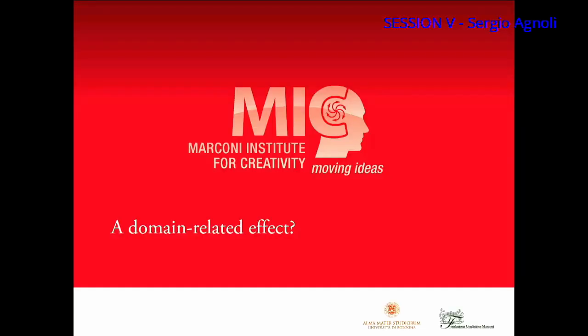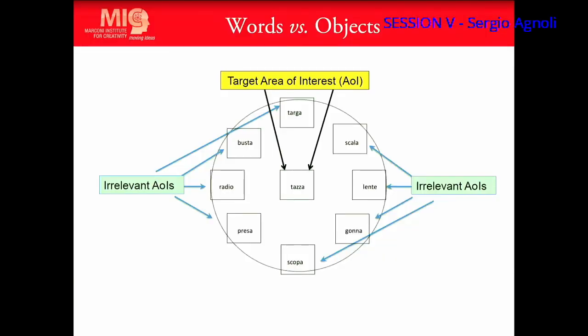Okay, this was the first effect. So we found that regularities in the sense of personality trait are related to attentional mechanisms that can influence idea generation. We asked if our effect was related to a cognitive domain effect, in the sense that we used pictures of objects.